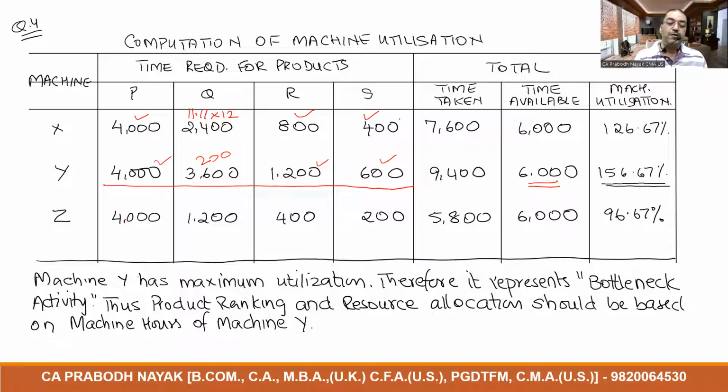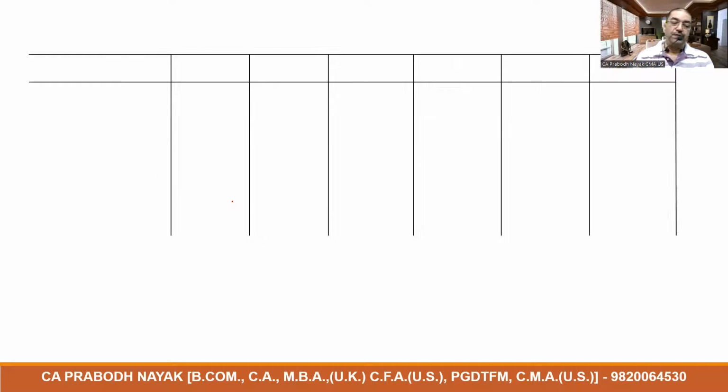Same way for machine Z. This 4,000 will come full, this 400 will come full, this 200 will come full. For Q, we require 6 hours per unit. And how many units are you manufacturing? 11.11 into 6 hours. Point is clear? Okay. So now let us do the allocation of machine X hours and machine Z hours.